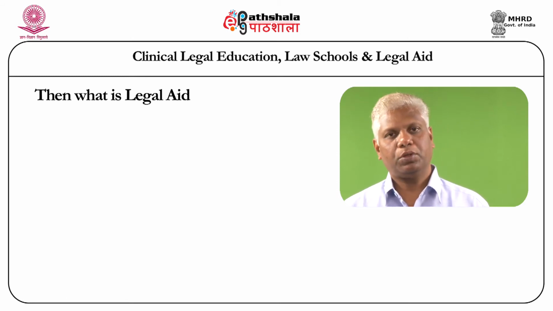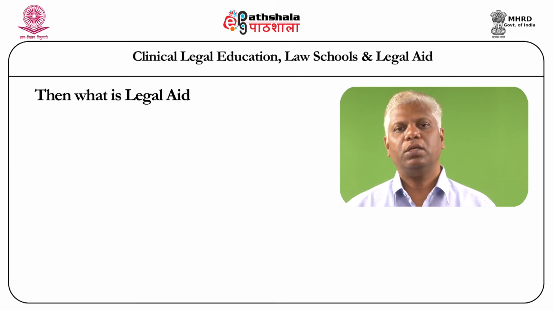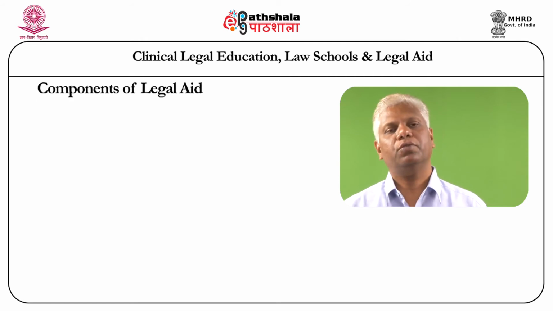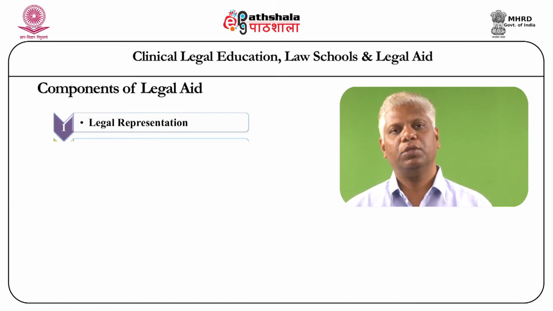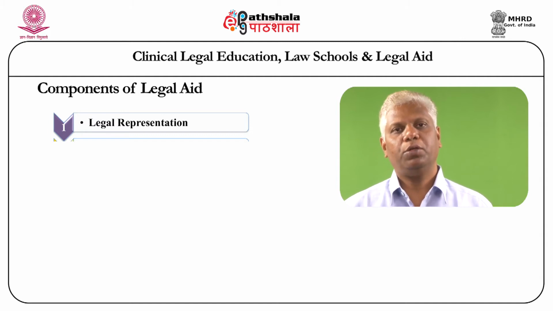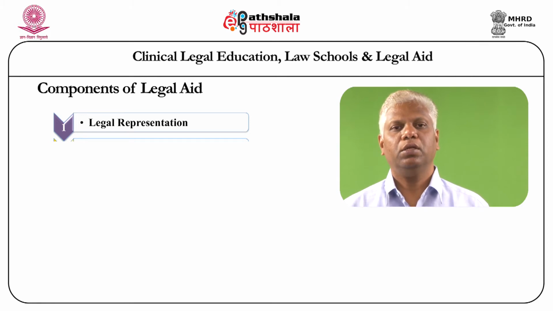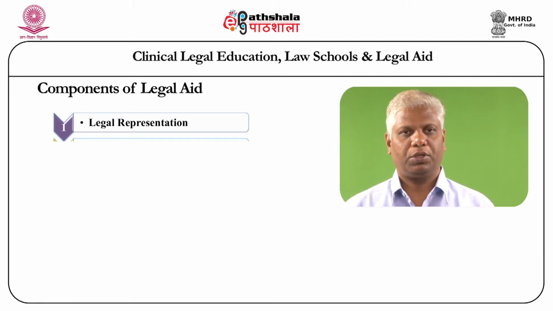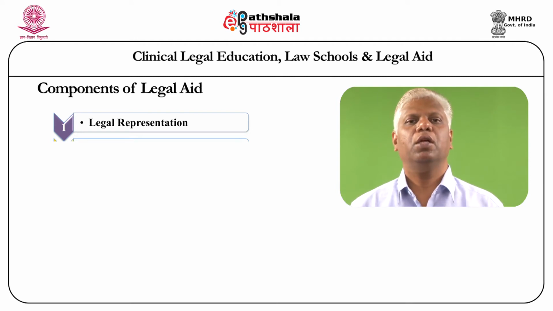There are three reports written by Justice Krishna Iyer and Justice P. N. Bhagavati, which listed 7 components of legal aid. The first component of legal aid is legal representation, which we talked about inside litigation. That means where a person who wanted to defend a case or who wanted to file a case to protect his right, he requires a legal representation. That is where you have to give a legal aid if the person is not able to afford a lawyer.